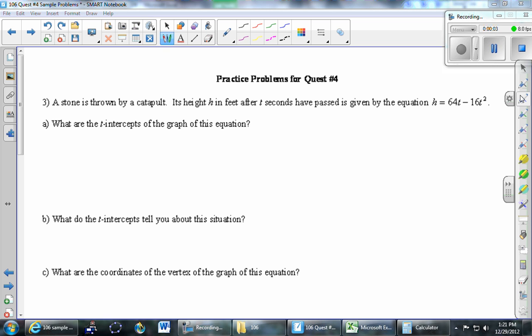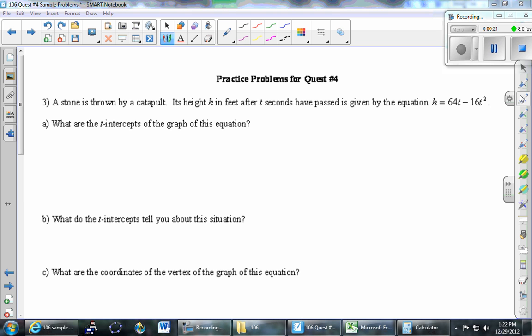This is problem number 3 on the practice problems request number 4. A stone is thrown by a catapult. Its height h in feet after t seconds have passed is given by the equation h equals 64t minus 16t squared. What are the t-intercepts of the graph of this equation?